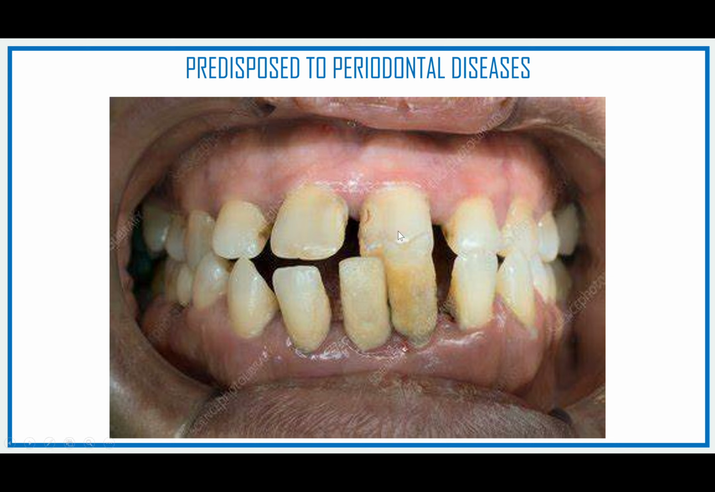There you can see there is periodontal disease and the bone is lost and the teeth are so mobile. You can also see the bite, this is a traumatic bite, and it can further enhance the problem of periodontal diseases.